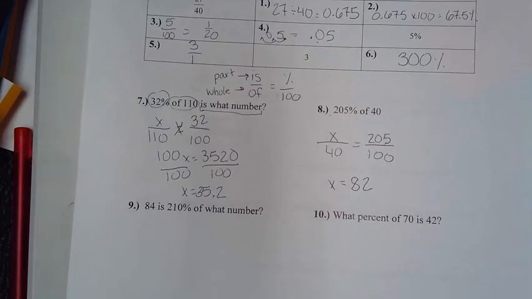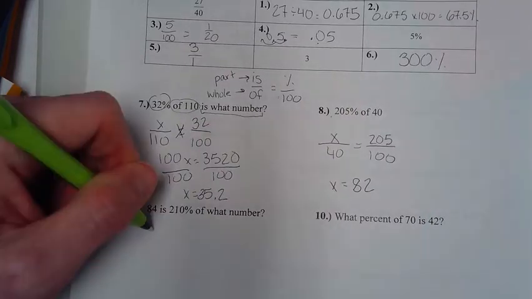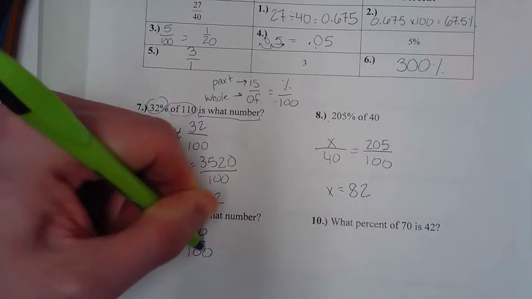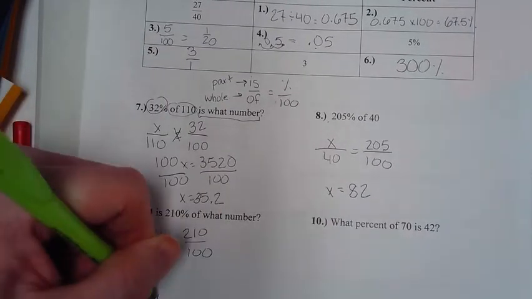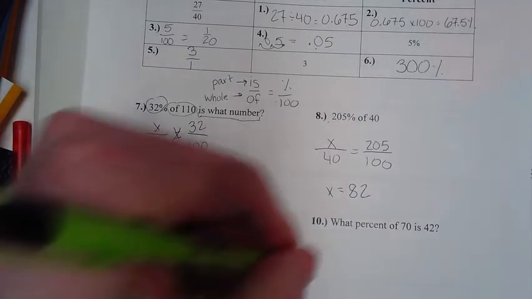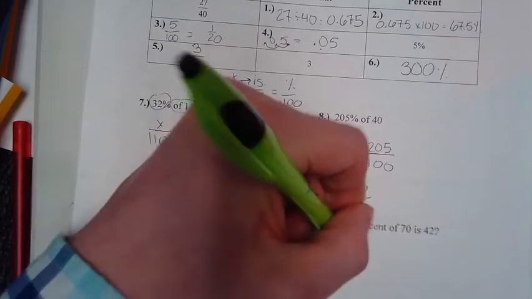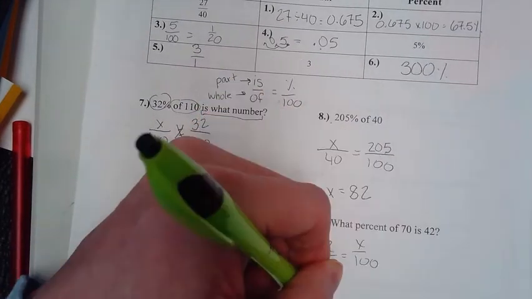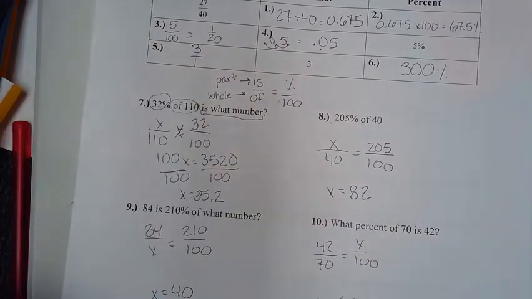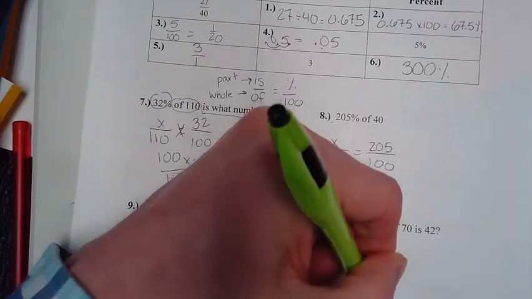I'm just going to show you your setup here and then the answer. I'm not going to start solving. Here you would have 84 over x equals 210 over 100, and eventually get x equals 40. Here you would get 42 over 70 equals x over 100. Eventually you get x equals 60. But be careful because it is specifically asking for what percent, so you need the label of percent.